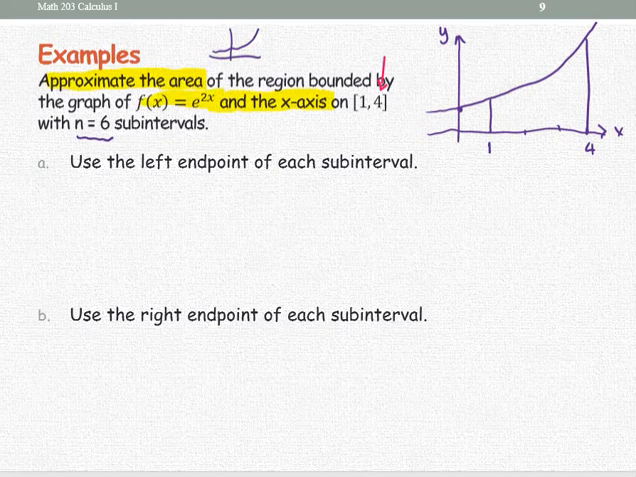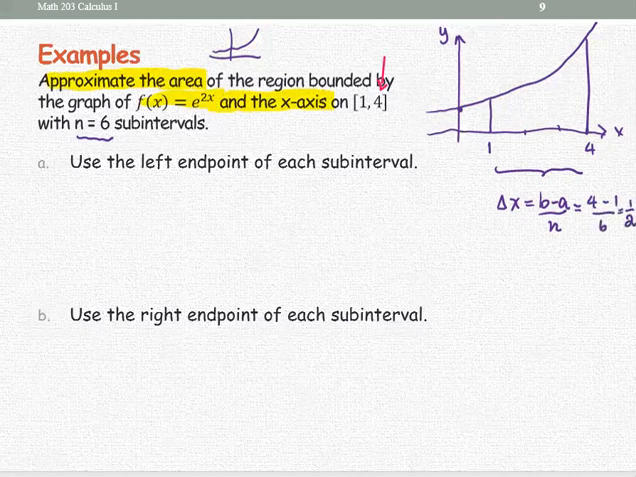The steps of the Riemann sum: you're going to make n equal subintervals with the total length, from 1 to 4, the total length being 4 minus 1. That means the width, or delta x, is from the formula b minus a, the total length, divided by n, or the number of subintervals. So b is 4, a is 1, divided by 6. Then the width is going to be 1/2.